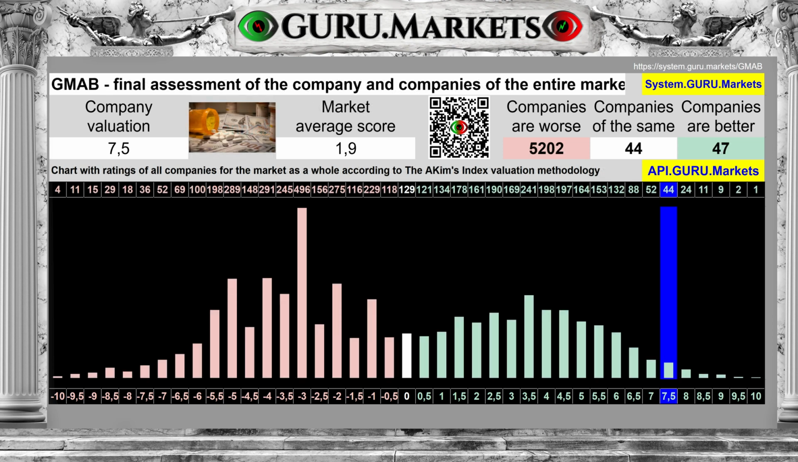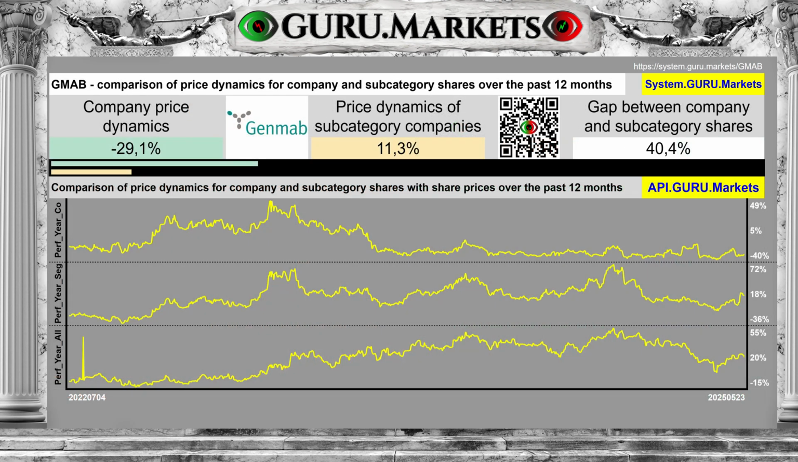If you look broadly, within the entire stock market as a whole, it can be noted that the average score for the stock market as a whole is 1.9 points, against a score of 7.5 points for GenMab AS. Comparing the dynamics of the company's share price and subcategory companies, we see that over the last 12 months, the shares of GenMab ADR showed a change of minus 29.1%, against the price dynamics in the subcategory of 11.3%.